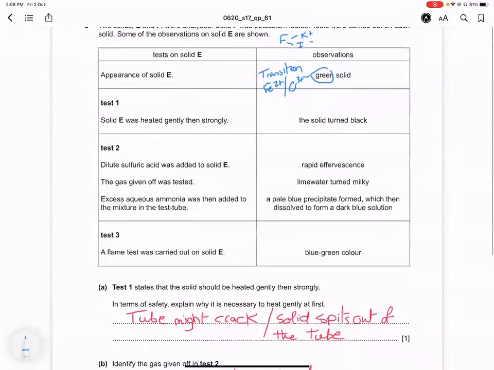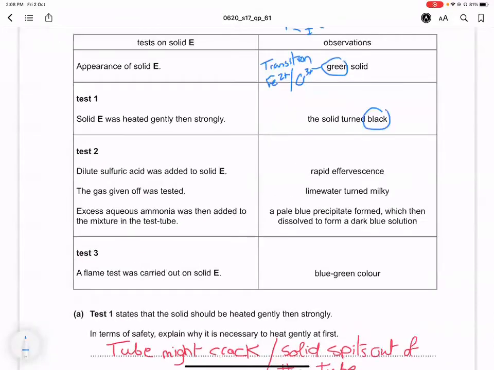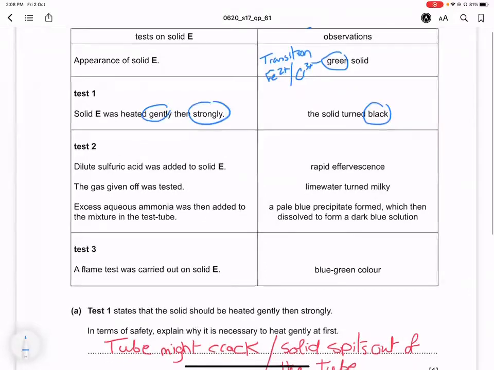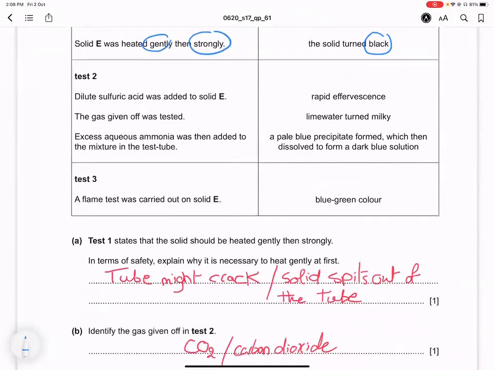Solid E was heated gently, then strongly, and the solid turned black. Heating gently, then strongly is very important, and we'll know now why. Test 2: dilute sulfuric acid was added, rapid effervescence. Take care, solid E has effervescence when you add an acid. When we add an acid to a metal, a gas is produced, and when we add an acid to a metal carbonate, a gas is also produced.